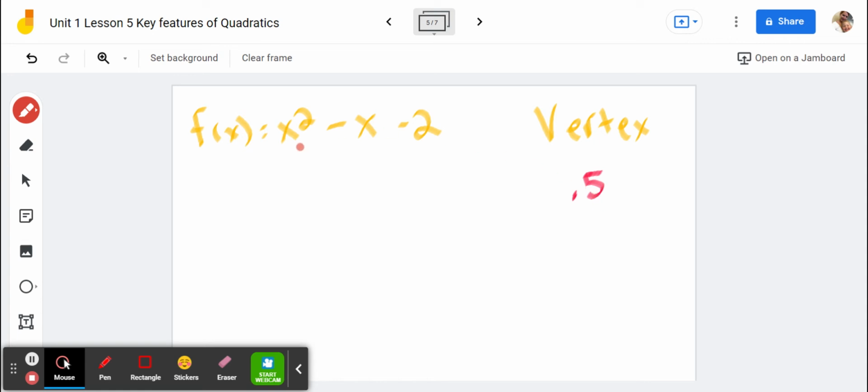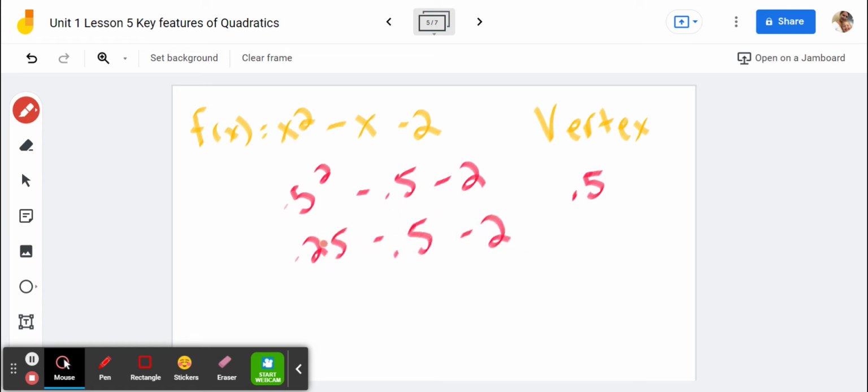So I'm going to input this in my input zone right here: 0.5 squared minus 0.5 minus 2. I'm going to use a calculator because I don't know what 0.5 squared is. So I'm going to put 0.5 times 0.5 and get 0.25, minus 0.5, minus 2.